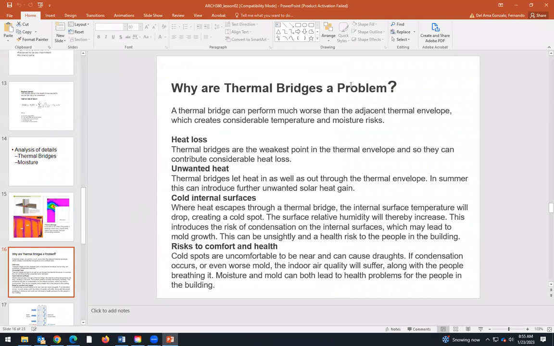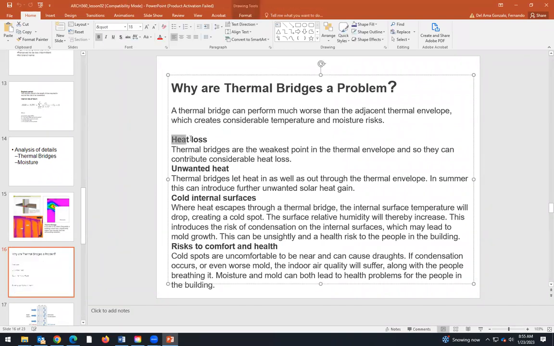So why are they problems? Because the heat loss is the weakest point in the thermal envelope, and we lose heat. We interrupt thermal insulation, we have more heat losses. Okay, so this is the first thing, the first reason that we should avoid thermal breaches.